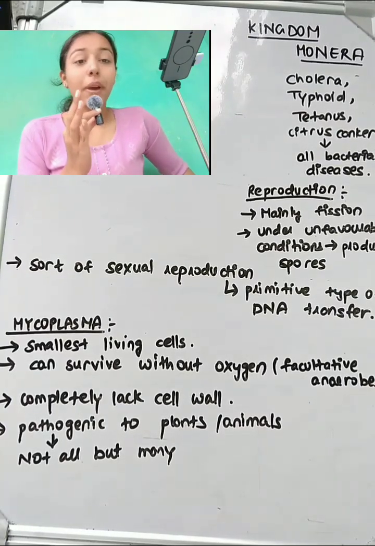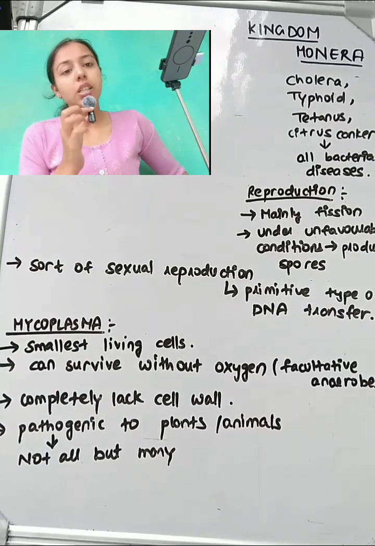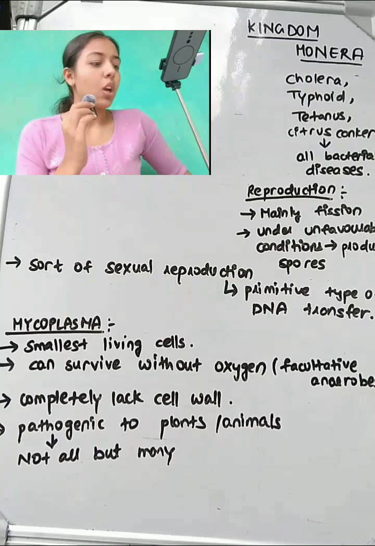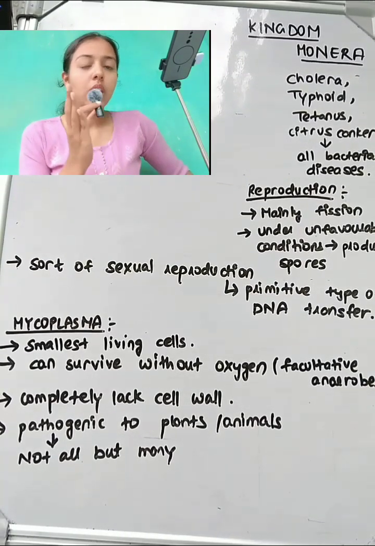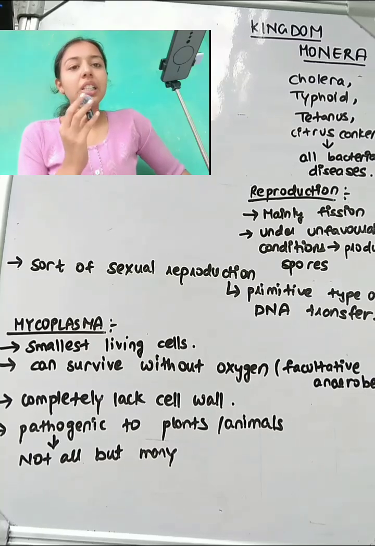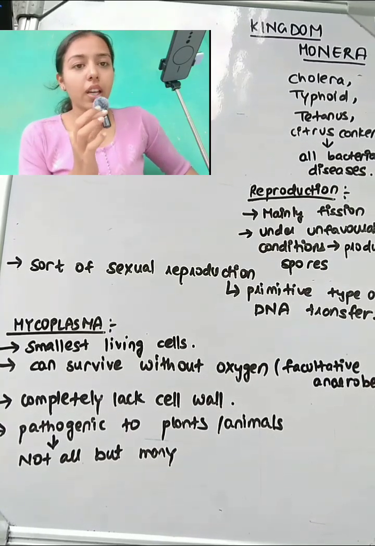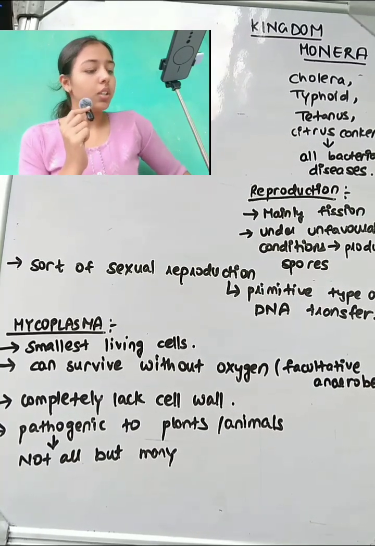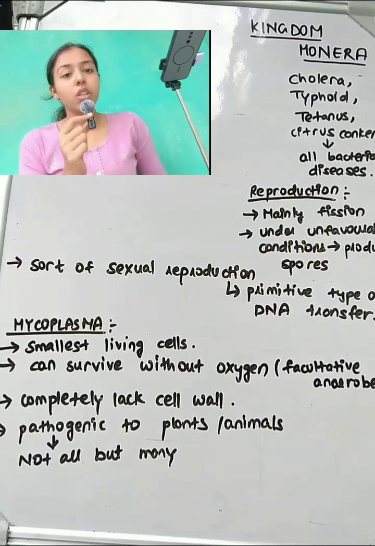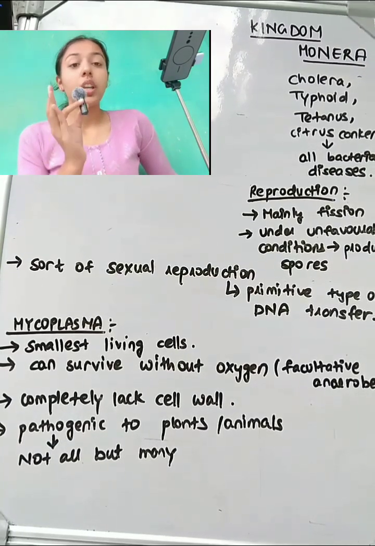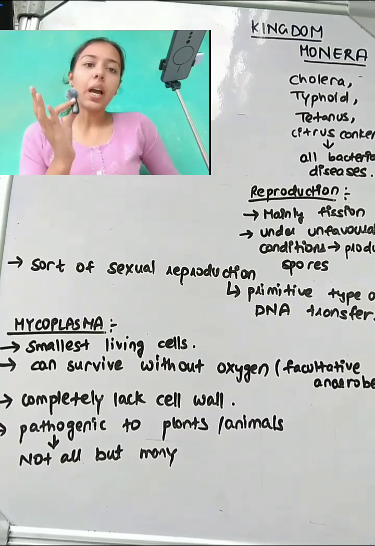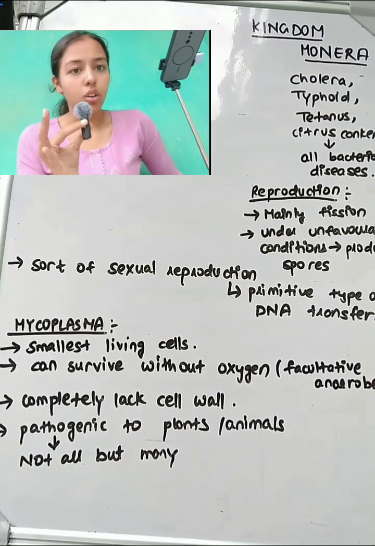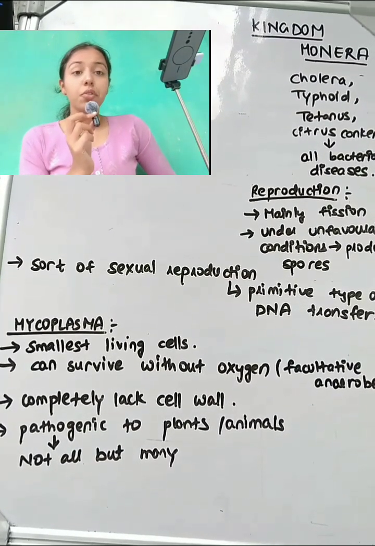Okay. Now, mycoplasma are the smallest living cells. They can survive without oxygen, so we call them facultative anaerobes. They completely lack a cell wall. Okay, remember. They are also pathogenic to plants and animals both. Not all mycoplasma are pathogenic, but many are, so remember this, not all. Okay. So that was it for Kingdom Monera.